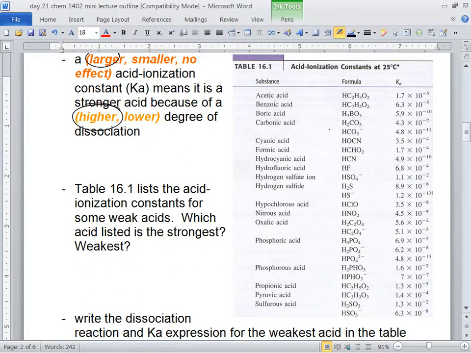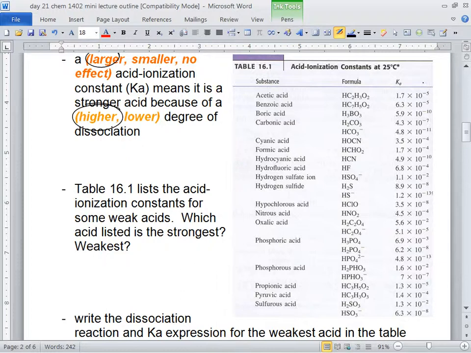Table 16.1 lists a bunch of Kas for some weak acids. Notice nowhere in here do we see any OH. They all have an H out front by convention, so they're all acidic solutions. Alyssa, which one can I circle and say, hey, that's the strongest? Acetic acid is right here. Is that the strongest? Everybody agree? No, you're seeing a number that's even bigger than this. What number is even bigger?